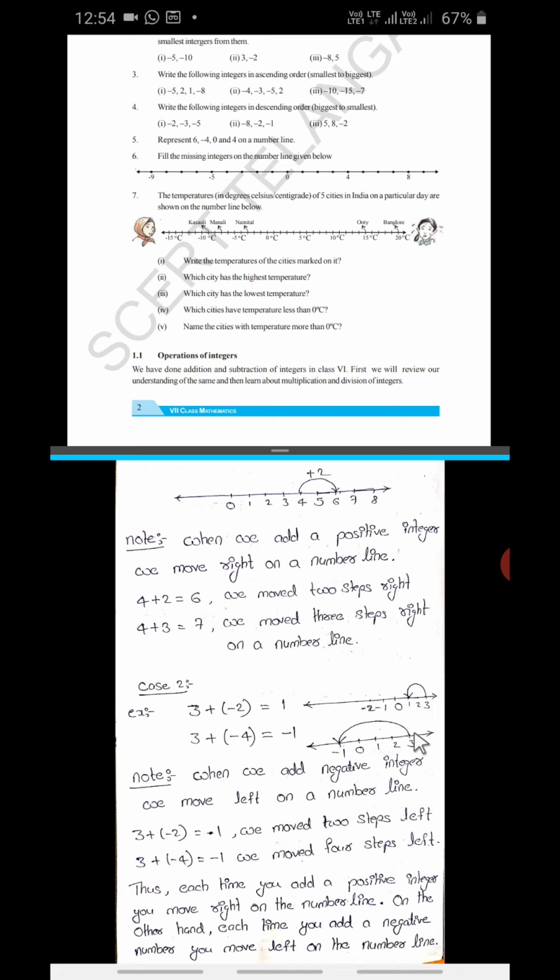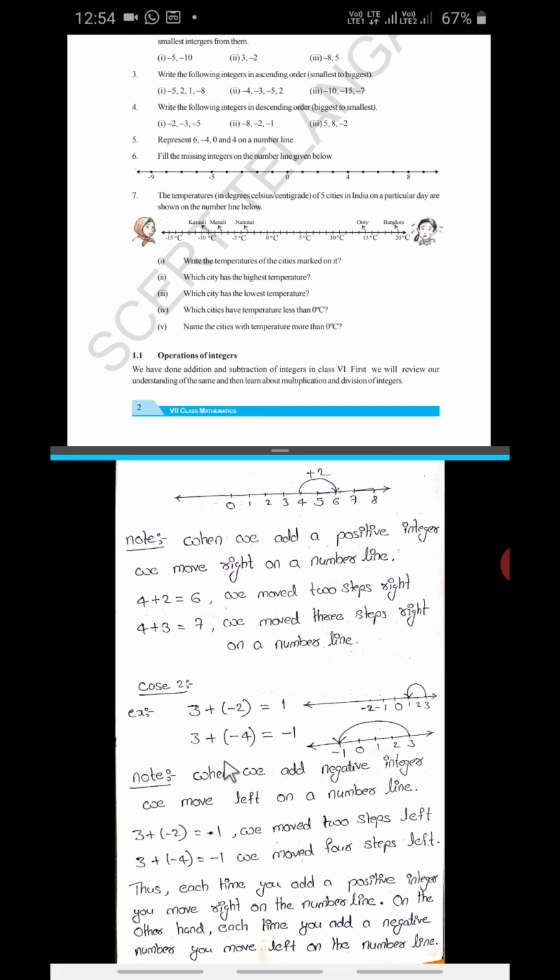I reached here. How many steps did I move towards the left side? Because I added minus 2, that's why I moved 2 steps left side. Here we are adding the negative integers. In the previous case we added the positive integers, that's why it went towards the right side. Now we are adding the negative integers, that's why it is moving towards the left side.